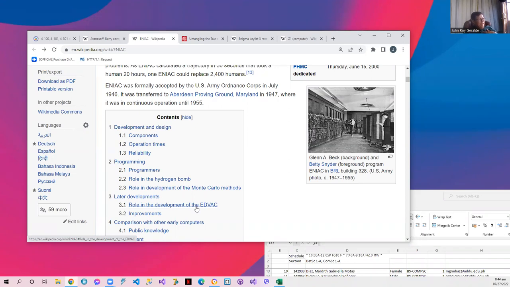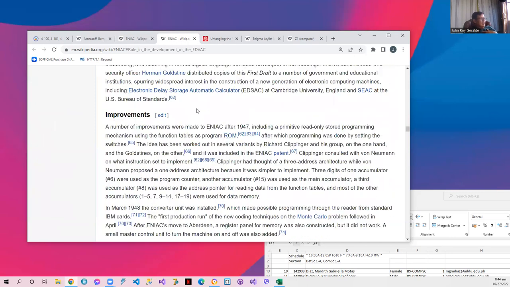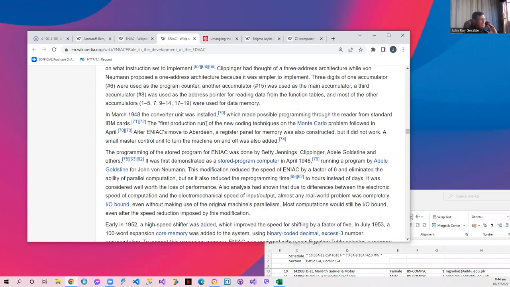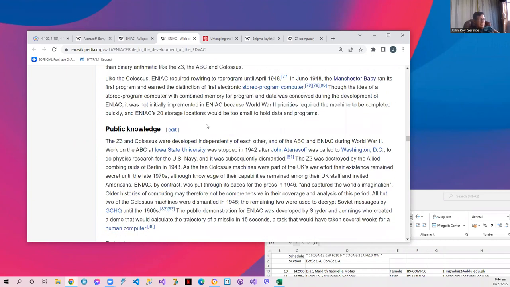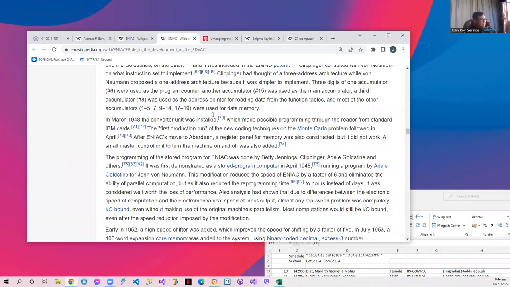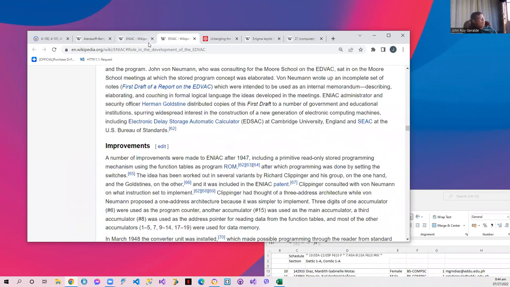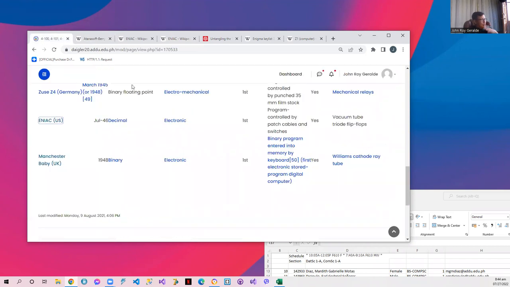Because before the EDVAC was released, John von Neumann released a document, no? A report on the architecture of the EDVAC. Siya yung nag-describe ng EDVAC. Although the EDVAC was currently being developed by, or was claimed by, J. Presper Eckert and John Mauchly. Do you follow? So anyway, before we go into that, we'll just proceed.